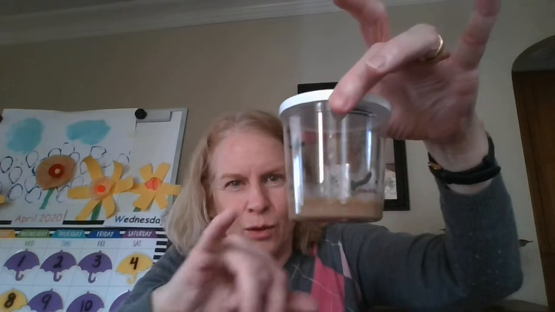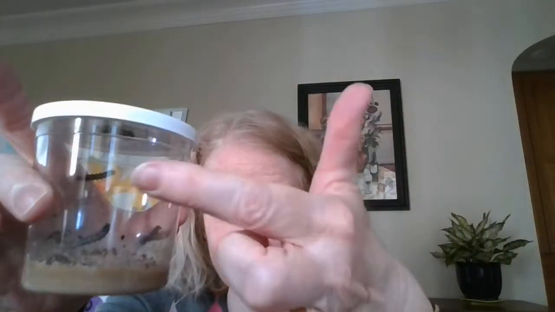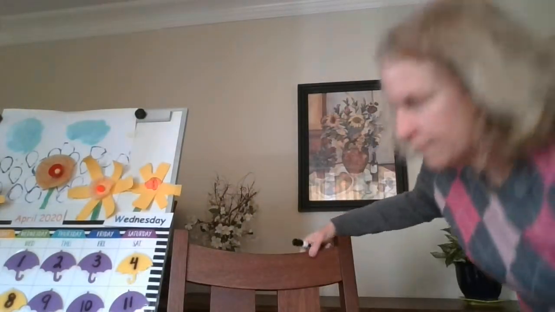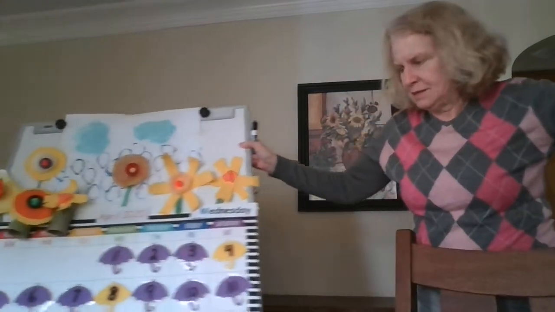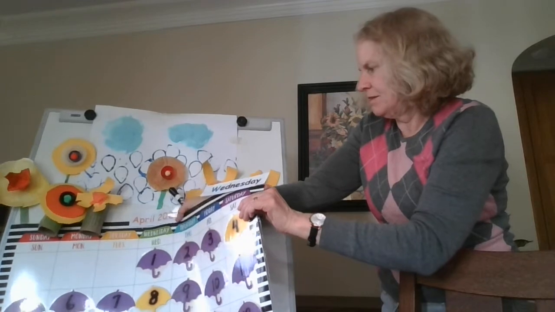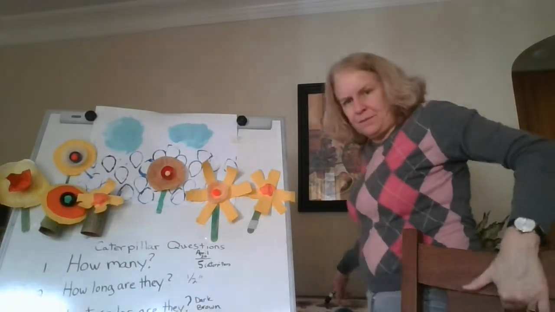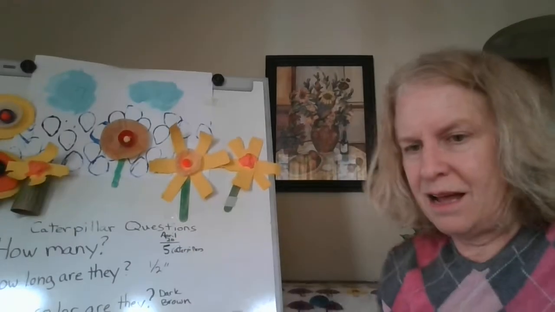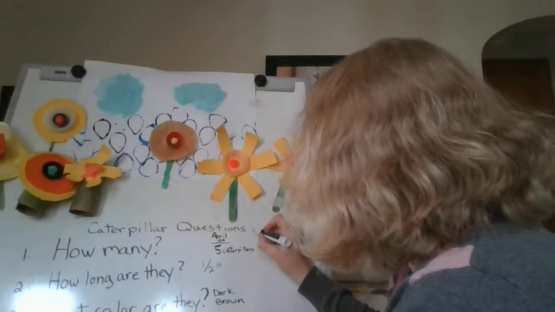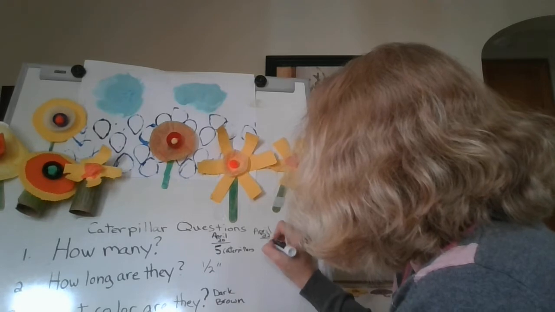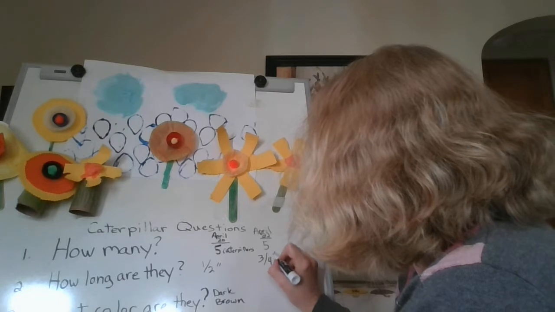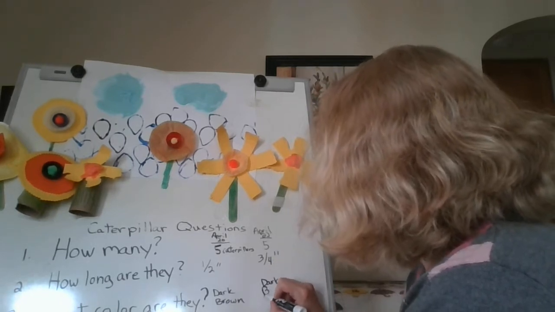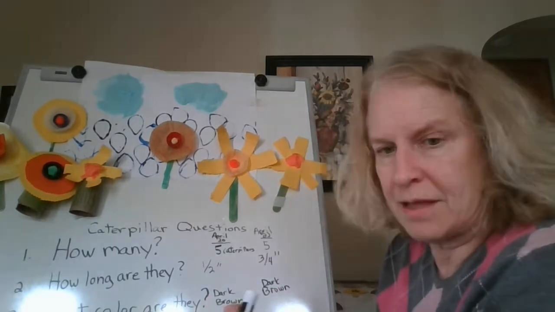And we still have 1, 2, 3, 4, and number 5, the fifth caterpillar is up near the top of the jar. So we still have 5 caterpillars and they're still dark brown. So I will write that on here. Let's take down our calendar for a minute and I'll write that. On April 22nd, we have 5 caterpillars. They're 3/4 of an inch long and they're dark brown. So we're going to keep track of how these change, okay? All right.